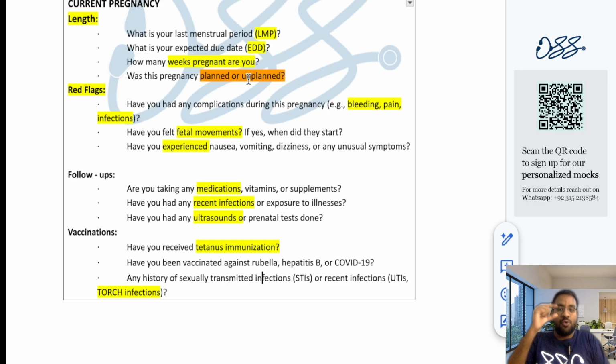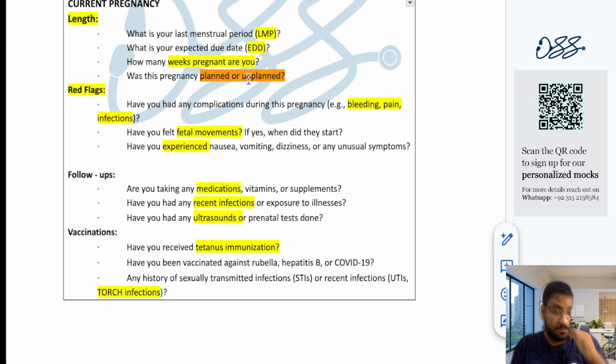So if you just know the category, then you would be able to automatically recall those questions in your head, that okay, this is the red flag. So you don't need to rote learn that bleeding is a risk factor, red flag, pain is a red flag, and infection is a red flag. If you're going to do that, you're not going to do it as confidently as you're supposed to. Just make sure that the categories are there in your head, and then you have an idea of what are the questions that I need to ask for that particular category.